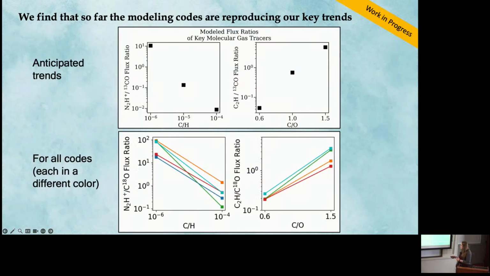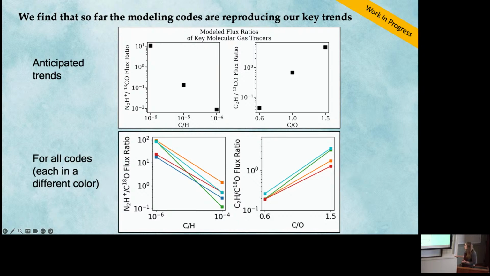So the next step is converting those chemical outputs from each of the codes into simulated observations and fluxes, like what we would observe from the DECO program. And very preliminary results here, what we find out of these codes. So here are the trends that I showed you from earlier, that we anticipate that as the carbon to hydrogen, so the carbon abundance, is decreasing in the disk, we expect an increase in the flux of N2H+ over CO.